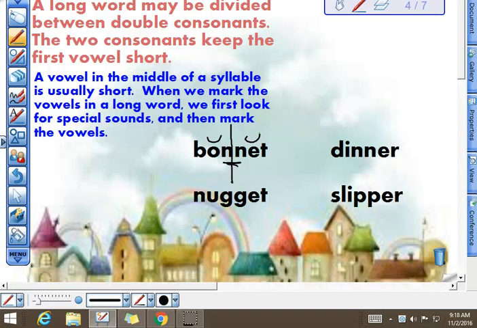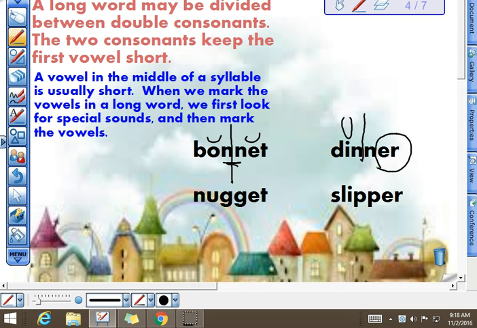Okay, where are we going to divide this word right here? Come up and do that for me, please, Thomas. Divide that word and then mark the vowels that are there for us. Right here. So we're going to divide between the 2 consonants that are the same. First one is always short.